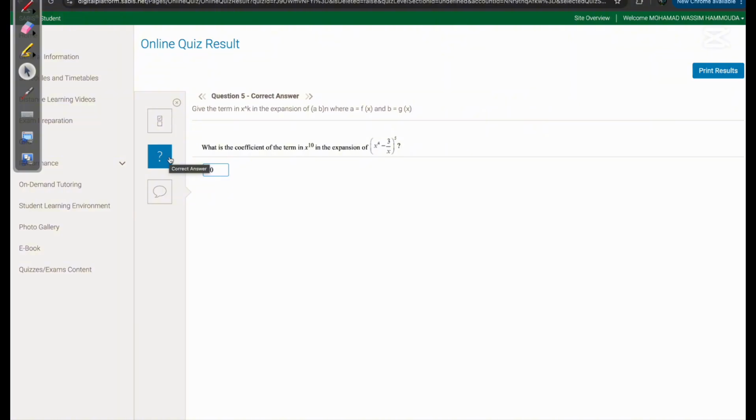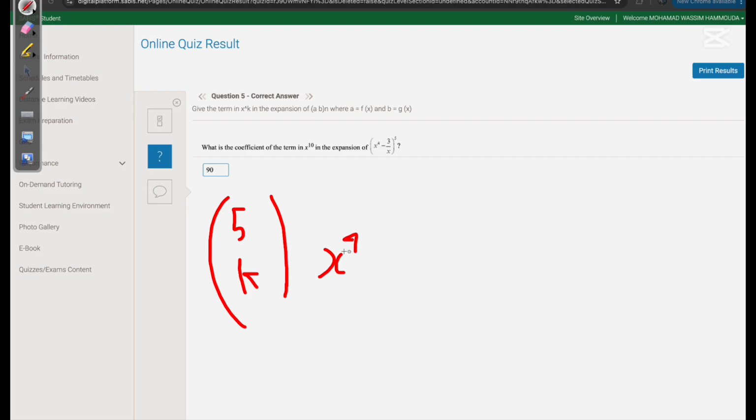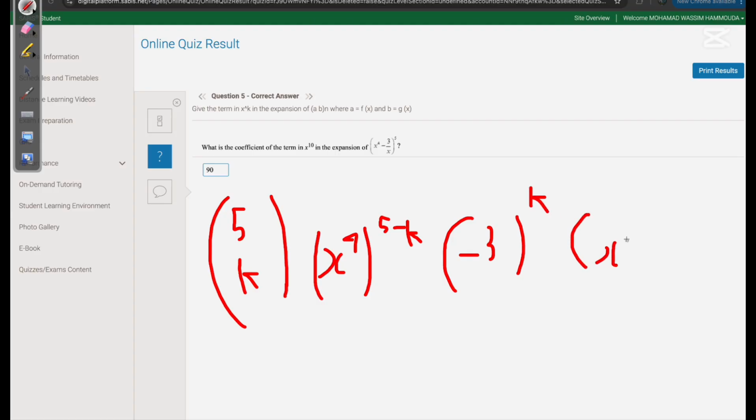What is the coefficient of the term in x to the 10 in the expansion of this? Okay, now for this one it's slightly trickier. There is no problem about it. 5Ck x to the 4 times 5 minus k times negative 3 to the k times x to the negative k. This is because we took x from the denominator up.